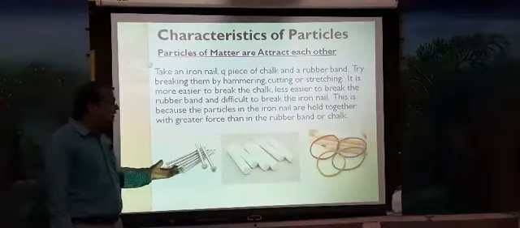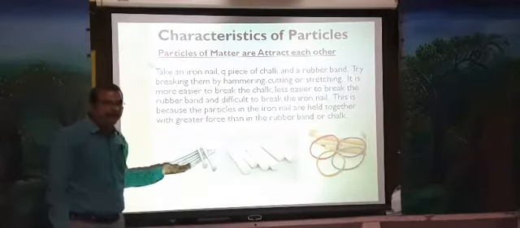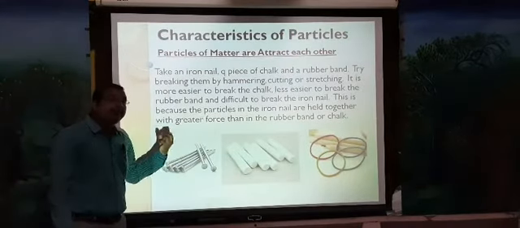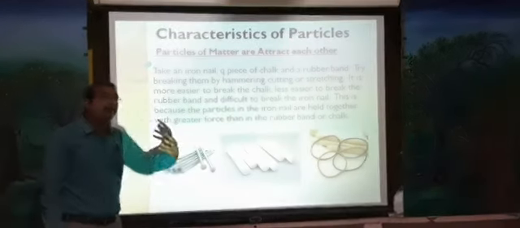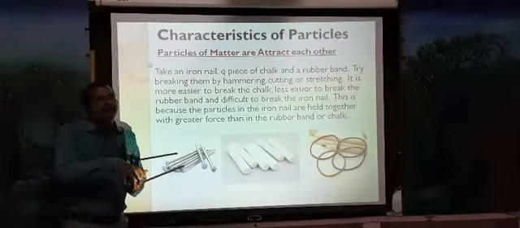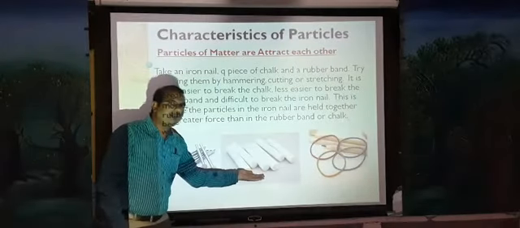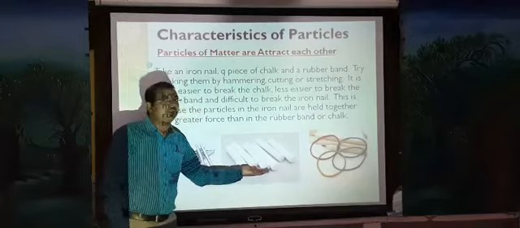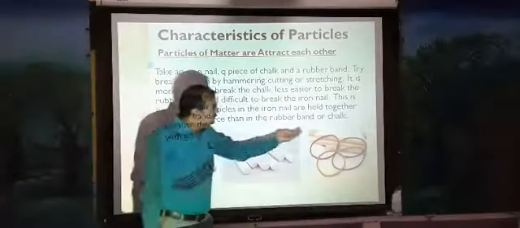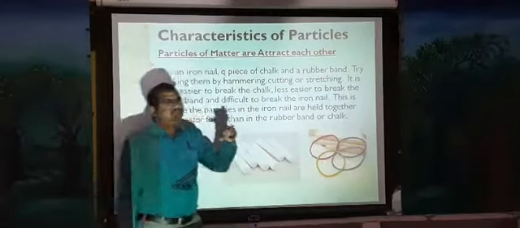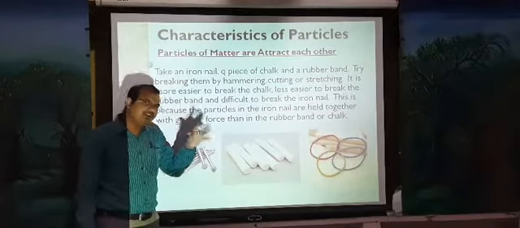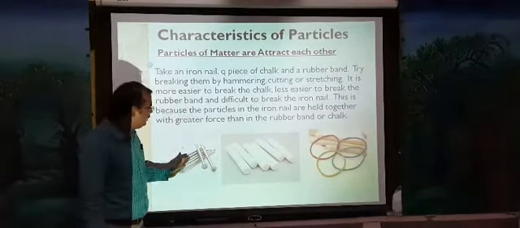Why? Because the particles in the iron nail are tightly packed. All the particles in the iron nail are attracted to each other very tightly. Whereas in the chalk piece, the particles are attracted to each other, but not as much as in the iron nail. In the same way, in the rubber band the particles are attracted to each other, but not as tightly as in the iron nail.